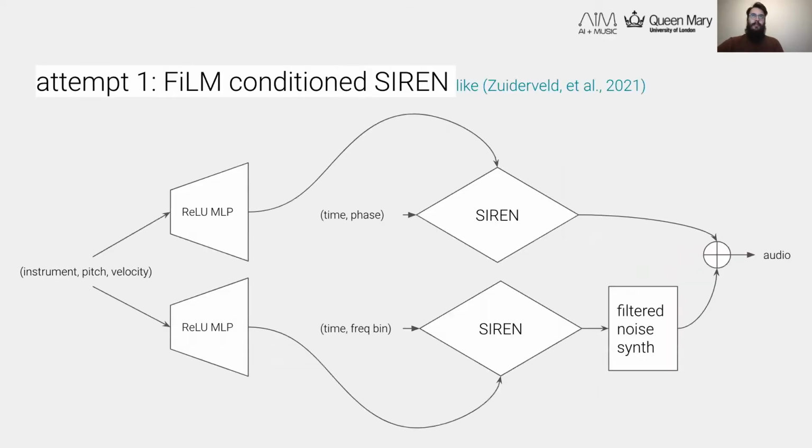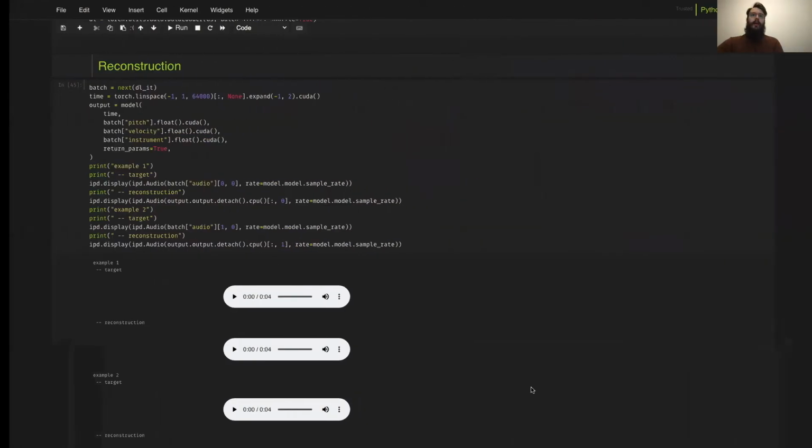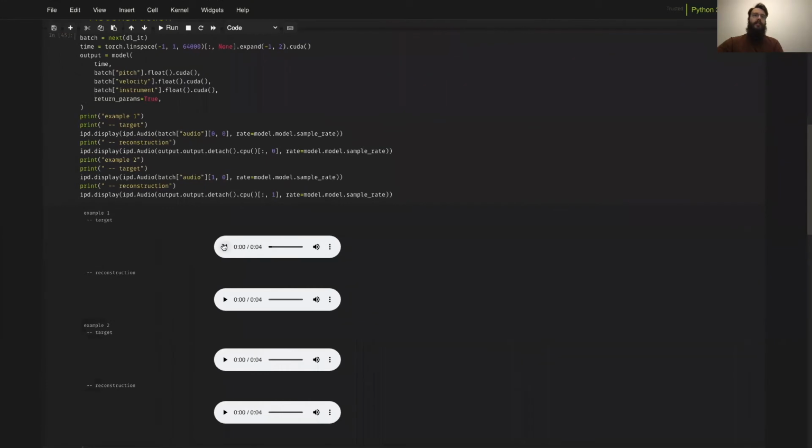So my first attempt looks like this, basically applying FiLM conditioning to the activations of the Sirens. And it kind of worked, but it was also very sensitive to hyperparameters and collapsed a lot. So I simplified and instead just trained bigger Sirens that took all the control information I had as input, and this worked way better. So it can do things like reconstruct.